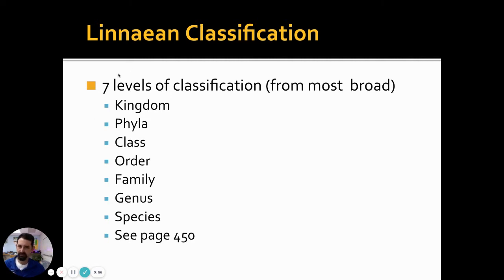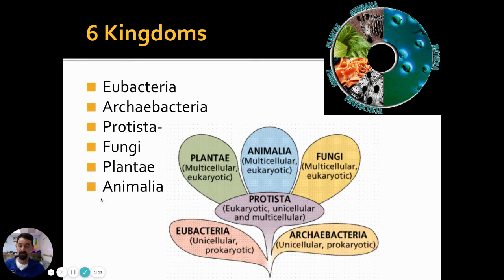He didn't have 7 levels. We do: kingdom, phylum, class, order, family, genus, and species. And the genus and species classifications are actually going to be used for the scientific name of an organism. So we're ready to pick up with our kingdoms.